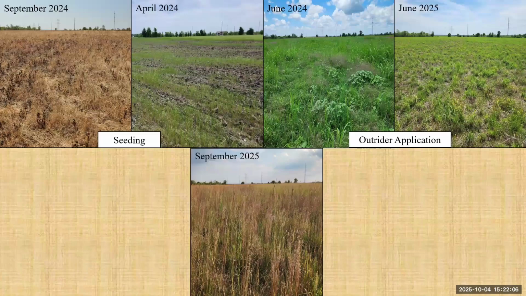This is that same project in Milam County, different place. So September, out of production. We seeded here, first year growth, June of 24. And then we went to June of 25, and then September of 2025.